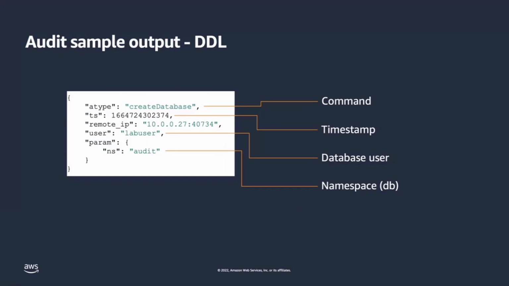A sample output for a DDL event, in this case, a create database. Remember, DDL events are around databases, collections, indexes, change streams. So here, a database was created at this time, from a request from this IP address. The user was lab user, and they created a database called audit. So those are examples of two different kinds of audit events.